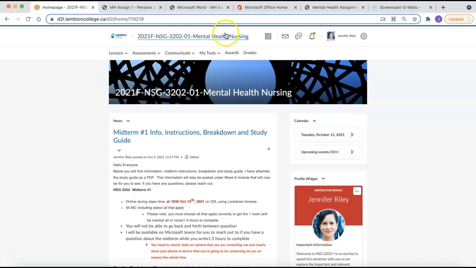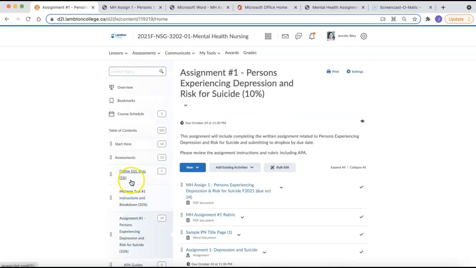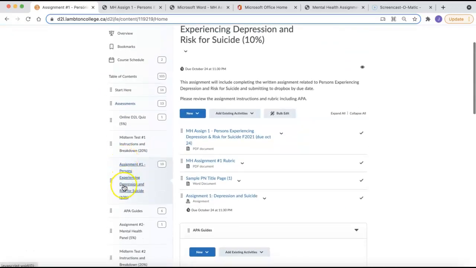So if you go under our mental health course, go to lessons, content, you will find it under assessments, and you're going to choose assignment number 1. Here you will find the assignment instructions, the rubric, which is going to show you exactly what I'm looking for and how you get your marks or how you lose your marks, a sample title page to start your assignment with, and then this is the drop box.